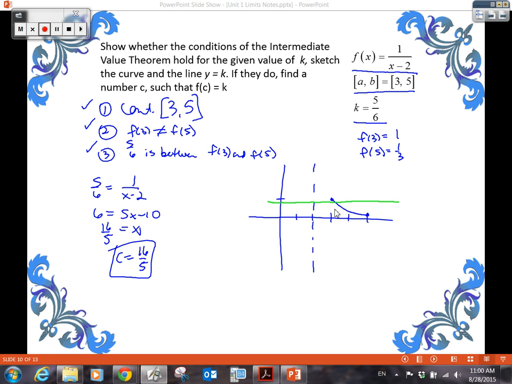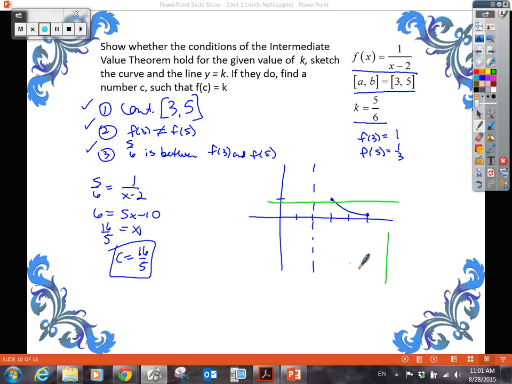Yes, ma'am. There could be, yes. There certainly could be two different ones. On this one there aren't, but let's say we were working with a parabola, and we were going from here to here. And let's say that our k value was 0 even. The k value is 0. So in this case we would have two c values that would make that true. It just depends on the circumstance.